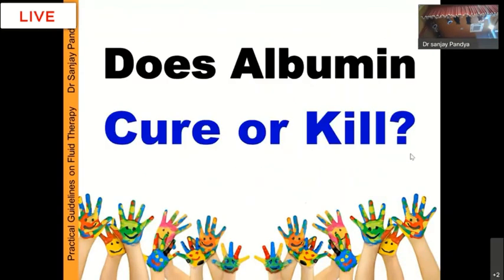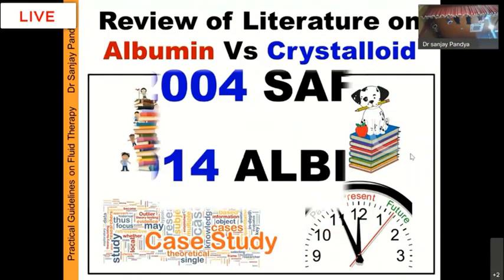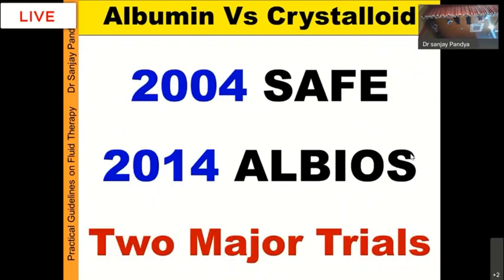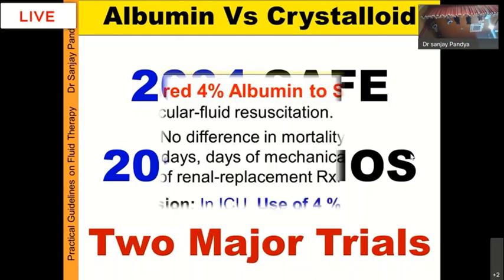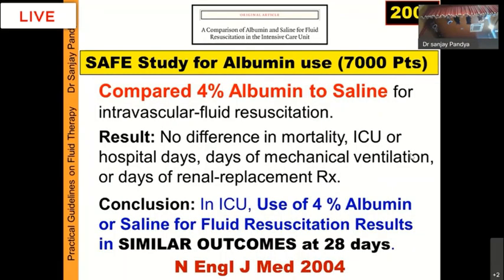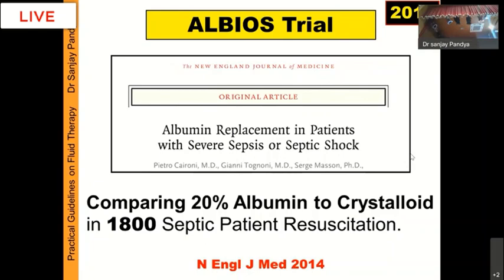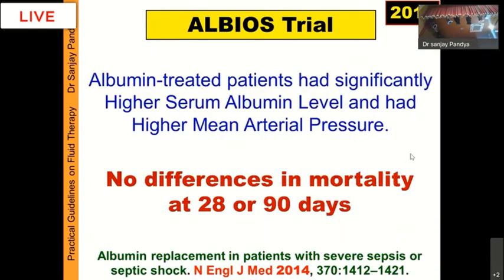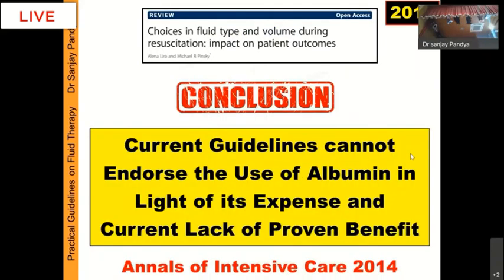Now, albumin, very, very important, very useful, whether it cures or kills. Now, there are studies, the SAFE study, the ALBIOS study. These studies say that at the end, if you look at the outcome at 28 days, it is the same in both studies. There is no difference in mortality at 28 days or at 90 days.